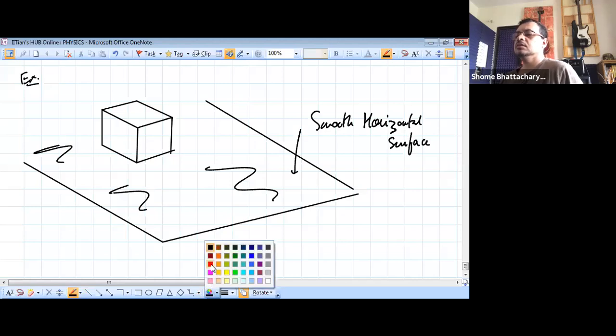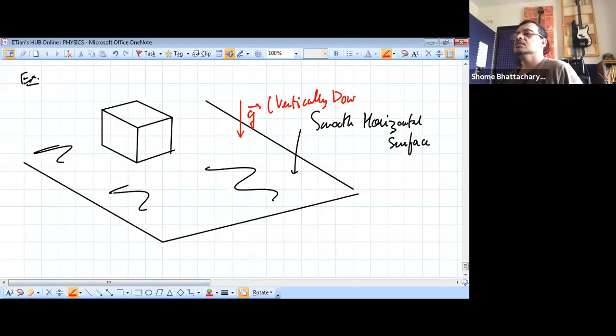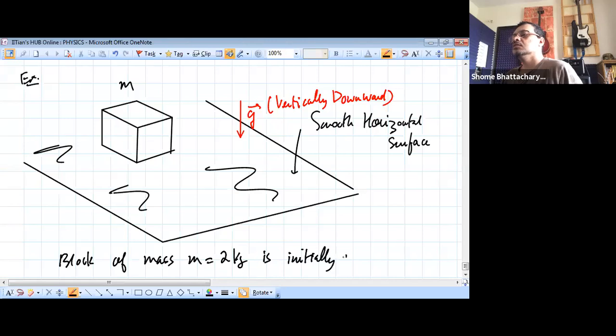Gravity would be a vector which is pointing into the surface. This is your acceleration due to gravity's direction, like this. This is your vertically downward direction. So again, let us say this is a block of mass m, let's say 2 kg, initially at rest on the smooth horizontal surface.